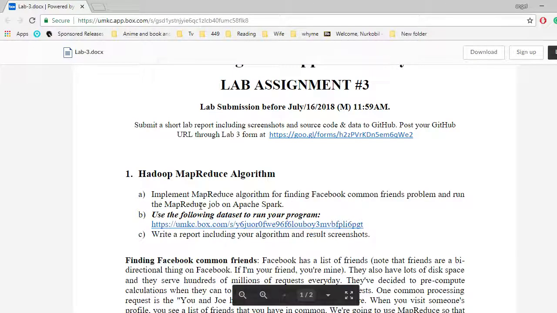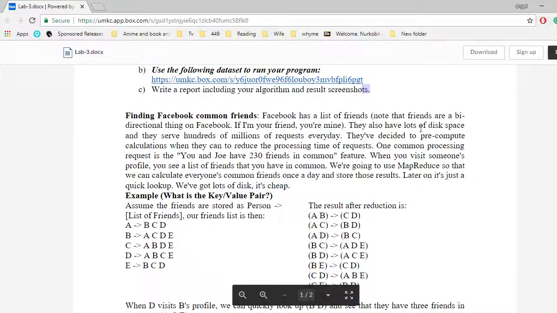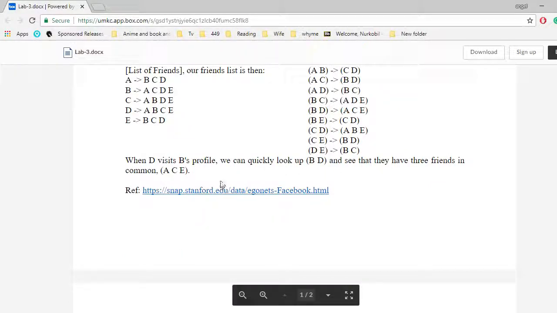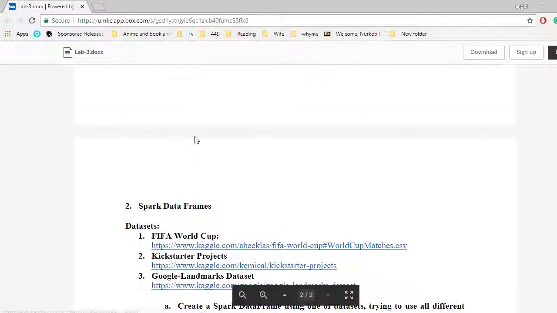So from here we answered: implement the algorithm, Facebook common friends, and run the MapReduce job. We ran the input they gave us, and included the algorithm, results, and screenshots. We already did this. We see how the friends and common friends for each person work, and this explains how we did it. We did both of these things, so we are done with this. Now we have to go to the second part.